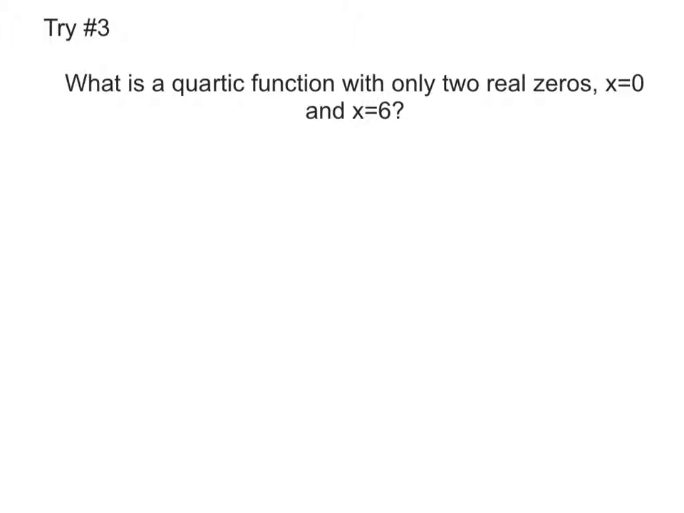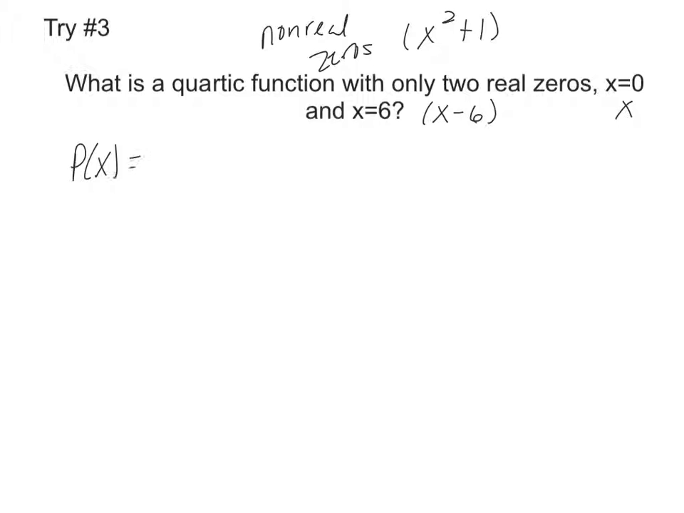All right, so x equals 0 is a zero. We can honestly just write x. You don't have to write x plus 0 if you don't want to. And then the other one would be x minus 6. And don't forget that the other non-real zeros that we're going to use are x squared plus 1. So here we go. p of x equals x times x minus 6 times x squared plus 1.